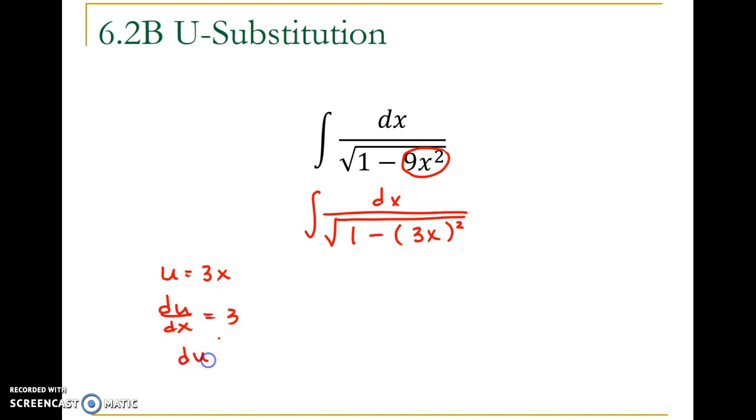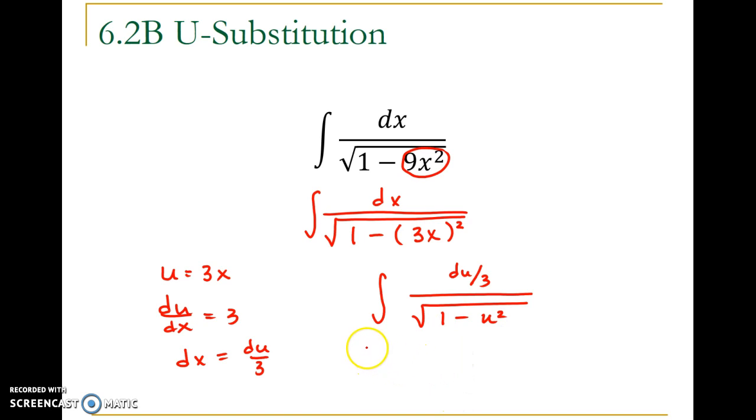So dx is equal to du over 3. And so I have du over 3 times the square root of 1 minus u squared. Now it looks like sine inverse. I have a 1/3 times sine inverse of u plus c, but I want to replace the u, so I have 1/3 sine inverse of 3x plus c.